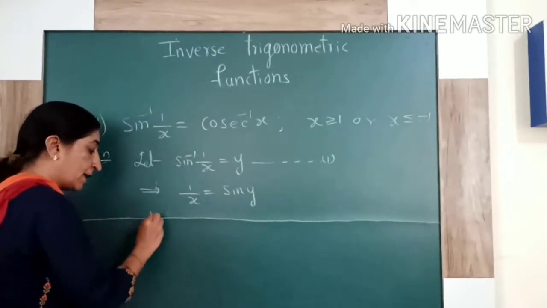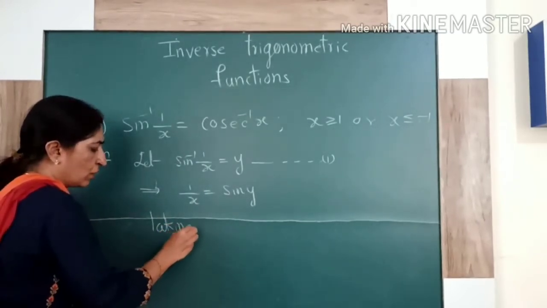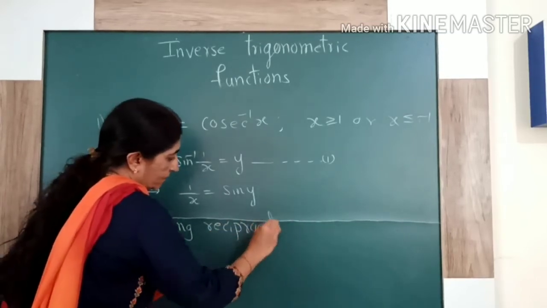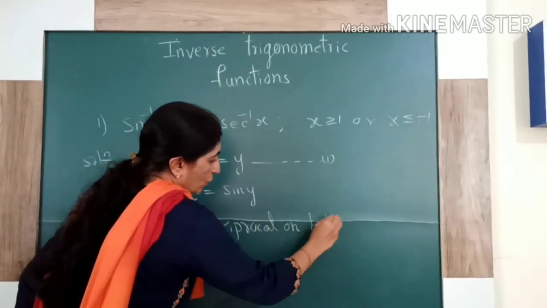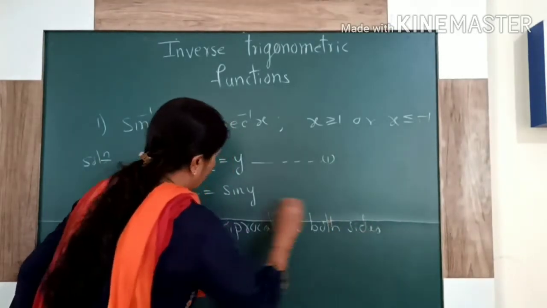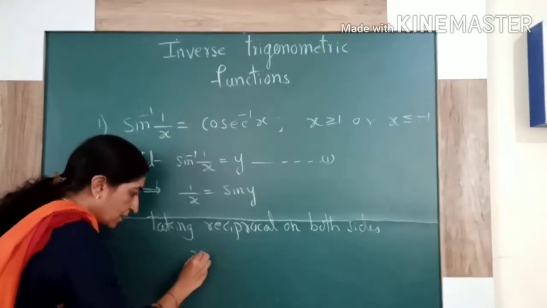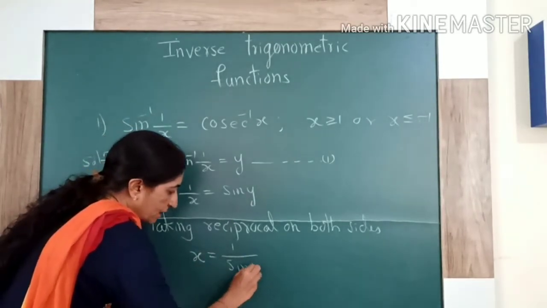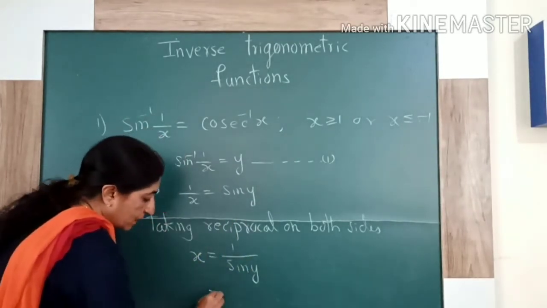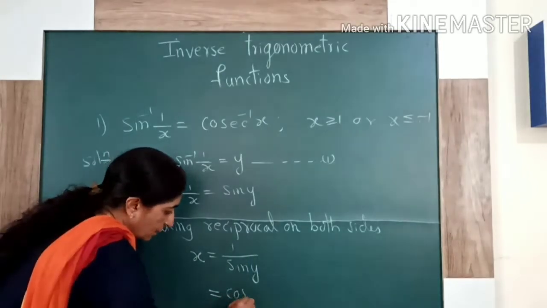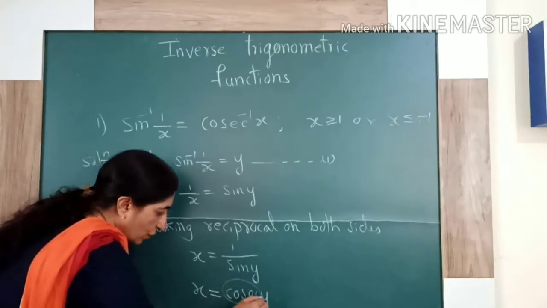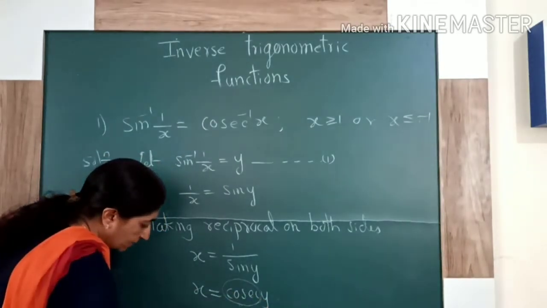After that, taking the reciprocal on both sides, the reciprocal of 1 by x is x. The reciprocal of sin y is 1 by sin y. And you are familiar with the basic formula, 1 by sin y is cosecant y. After that, take only this cosecant part on this side.